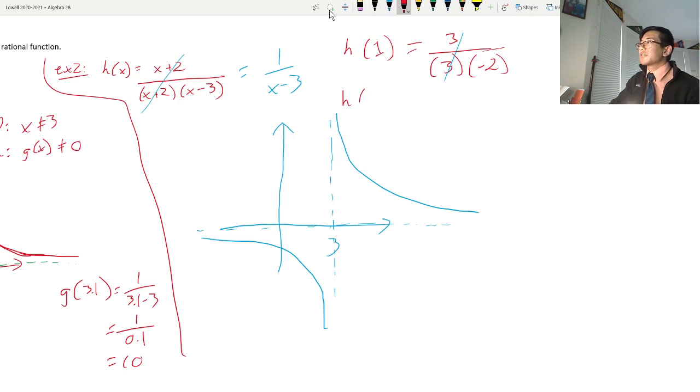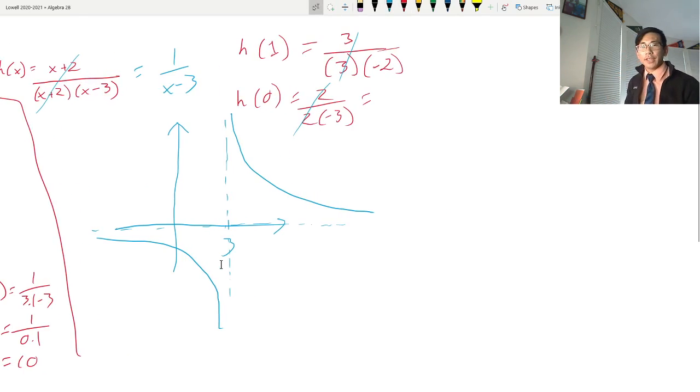If I plug in h of, let's say, 0 now, I'll get 2 over 2 times negative 3. And once again, I can cross off the 2's. Seems pretty straightforward. Check this out, though. What if I plug in negative 2? H of negative 2. Oh, sorry. I left one thing out.